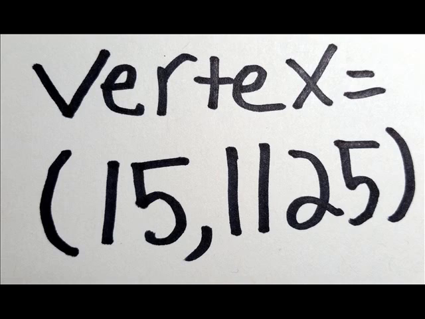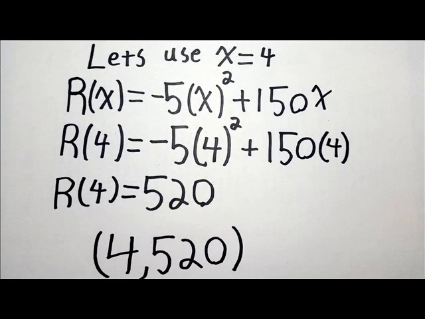Congratulations, you found the vertex. It's 15 and 1,125. This is your third point. To find our fourth point, we're going to use x equals 4. This is just any random point on the graph.